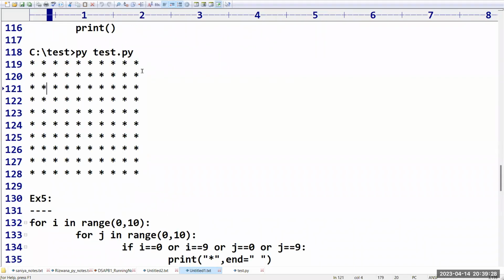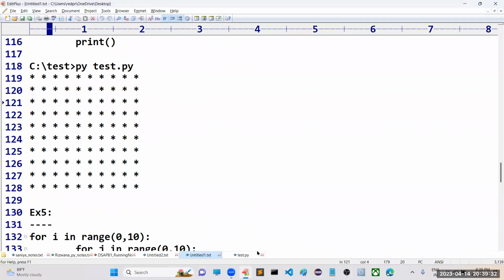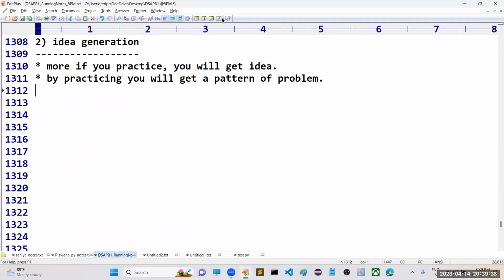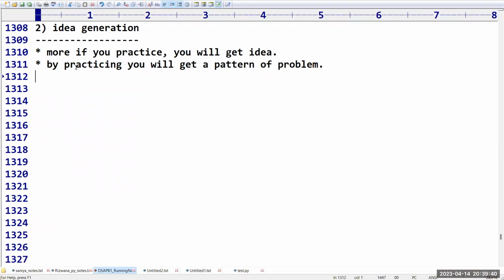Even we can develop alphabets, everything. Because, sir, how do we know all these things? Very simple, it is nothing but we know the pattern. First, we have to identify that pattern. When you get that pattern, if you practice well, you will be able to identify the pattern of the problem.